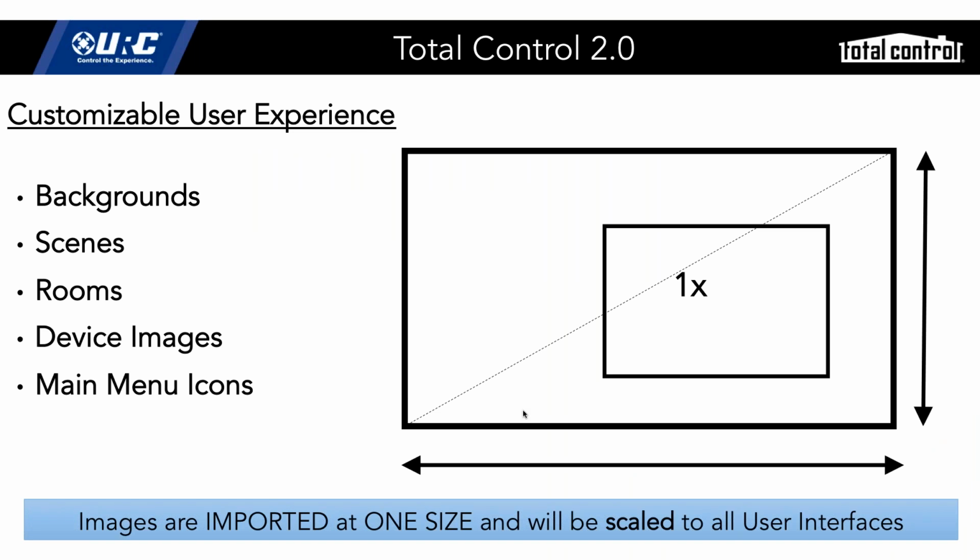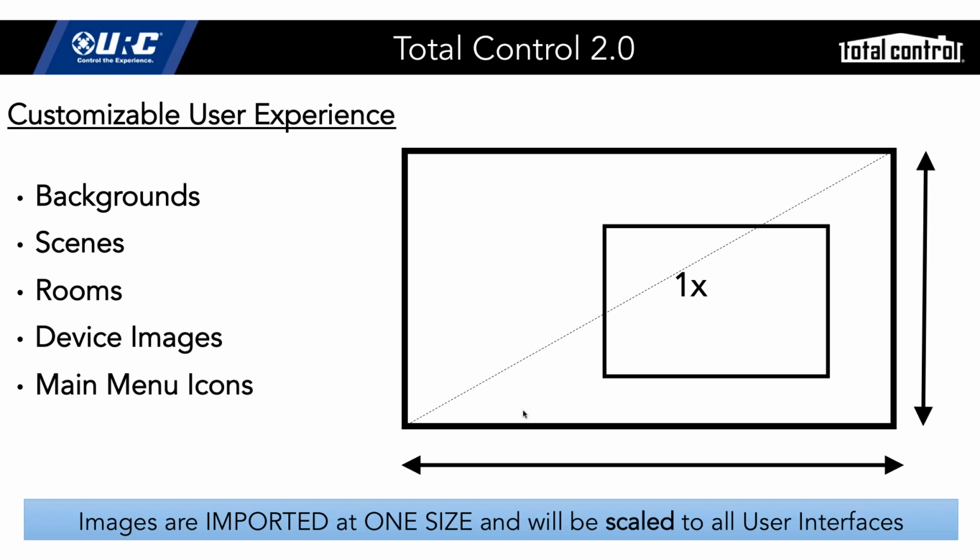So although we'll be talking about each of these individually, you can customize the background image. You can customize a new menu called the scenes menu, which is pretty radical, and I'll show you that in a bit. We have a brand new rooms menu that can be customized, as well as, just like in 1.0, you can still change device images and main menu icons, but we'll talk about the process, which used to be laborious, is probably an easy word. It's probably a generous word. This used to be a real pain in the neck, and we have made this so much easier in 2.0.